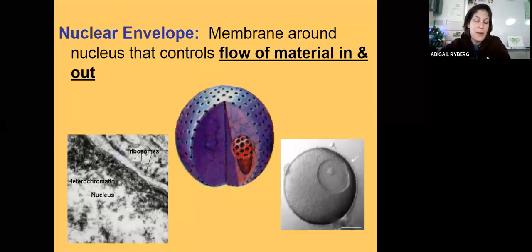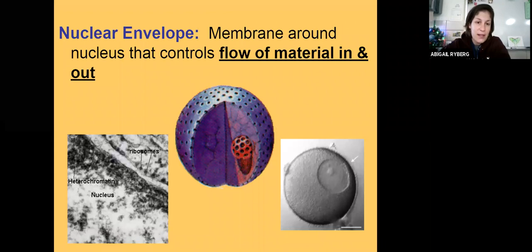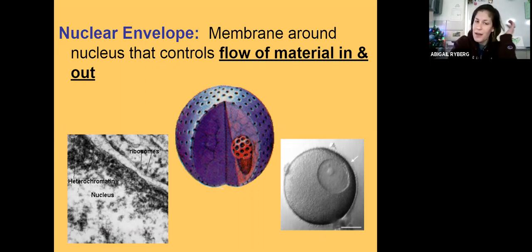The nuclear envelope is the special membrane around the nucleus that controls basically flow of material in and out of the nucleus. So think of the nuclear envelope as kind of like the protective layer around the nucleus.